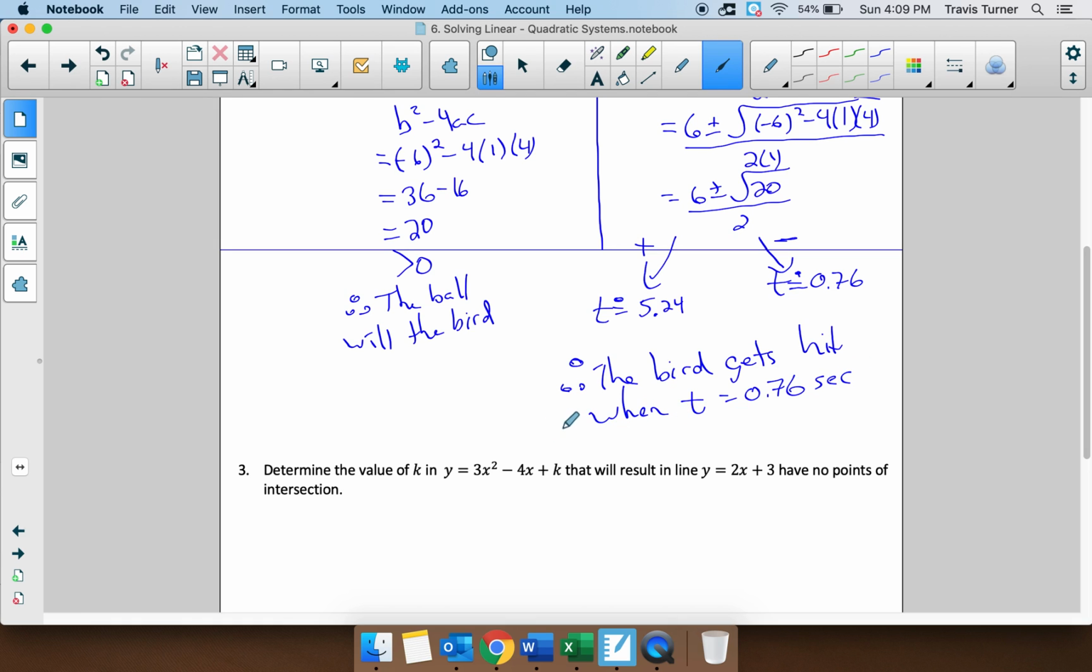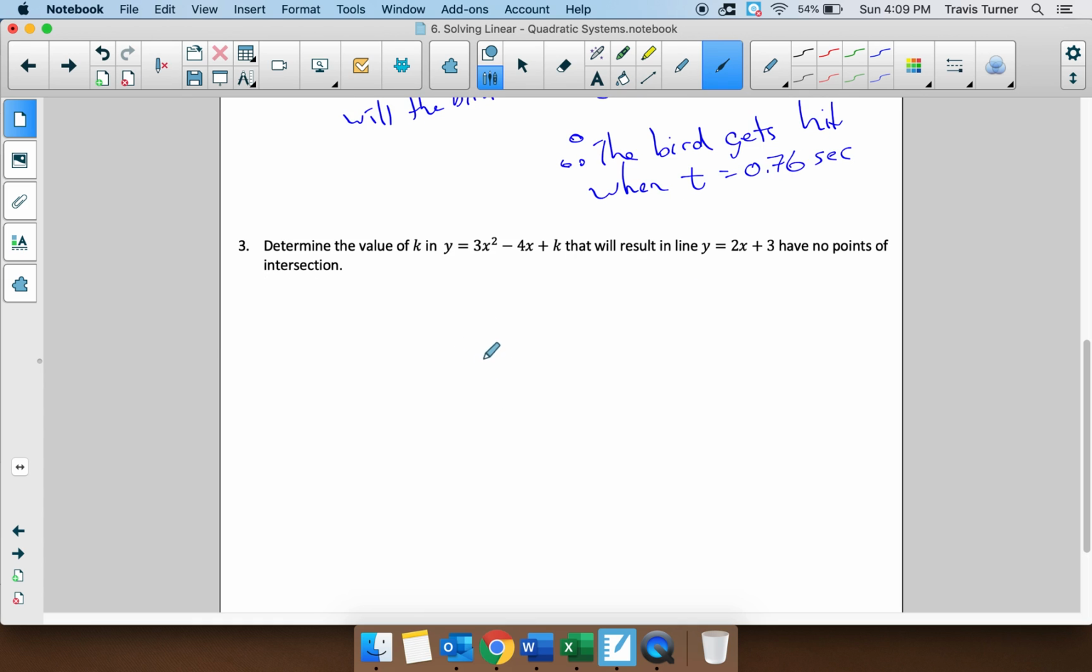Great. Okay, next one, it says determine the value of k in this equation. So here's k that will result in the line y equals 2x plus 3 having no points of intersection. So like before, we've got two equations. No points of intersection. We want to figure out a number that'll go in here so that they never intersect. And so if we want no points of intersection, we want the discriminant less than 0.